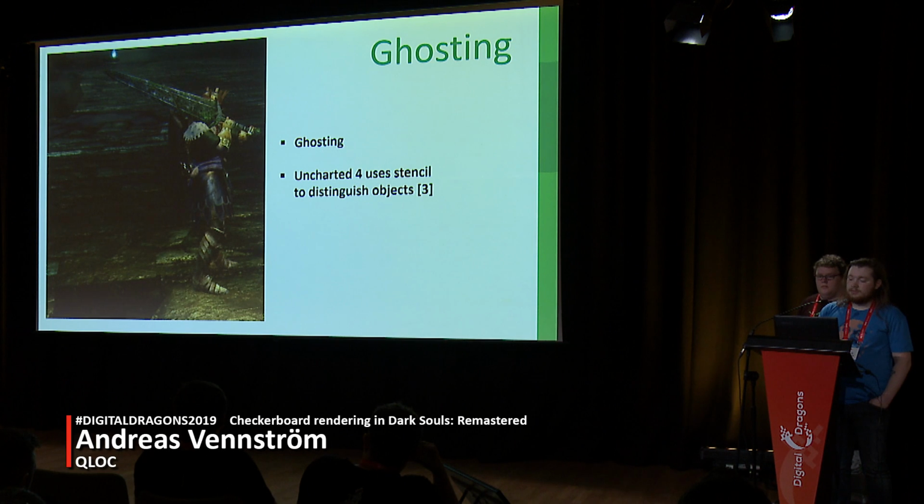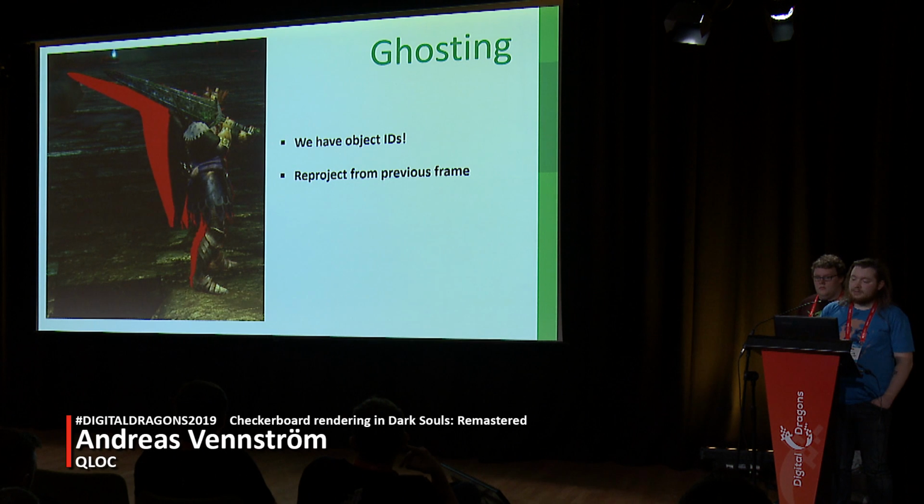My first idea was to do something similar to the anti-ghosting in Uncharted 4, where a stencil is used to distinguish objects. But then I realized, by saving the object and triangle IDs from the previous frame, we can check if a surface has been disoccluded by comparing the previous and current object IDs. If a pixel has been disoccluded, we skip the temporal component and only use the spatial result.